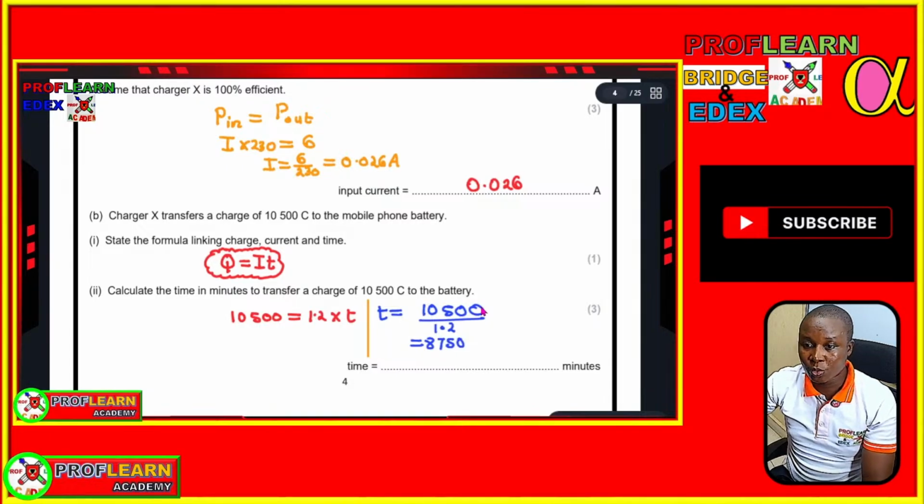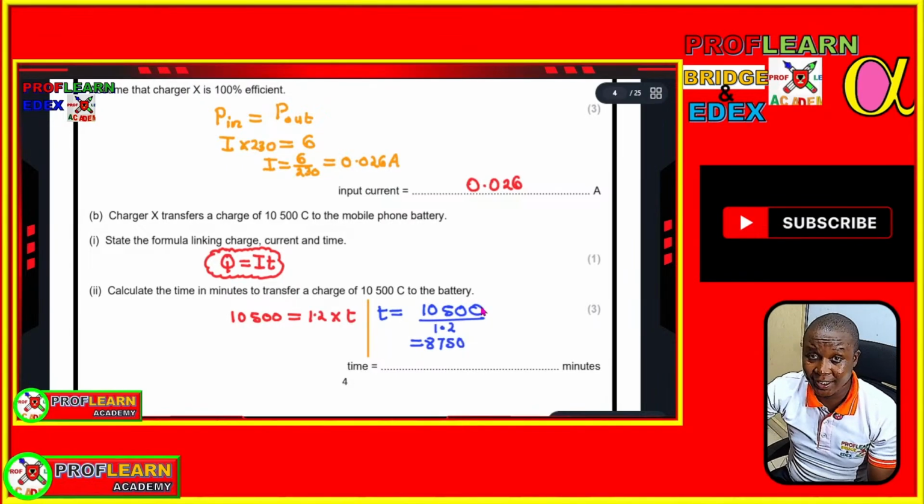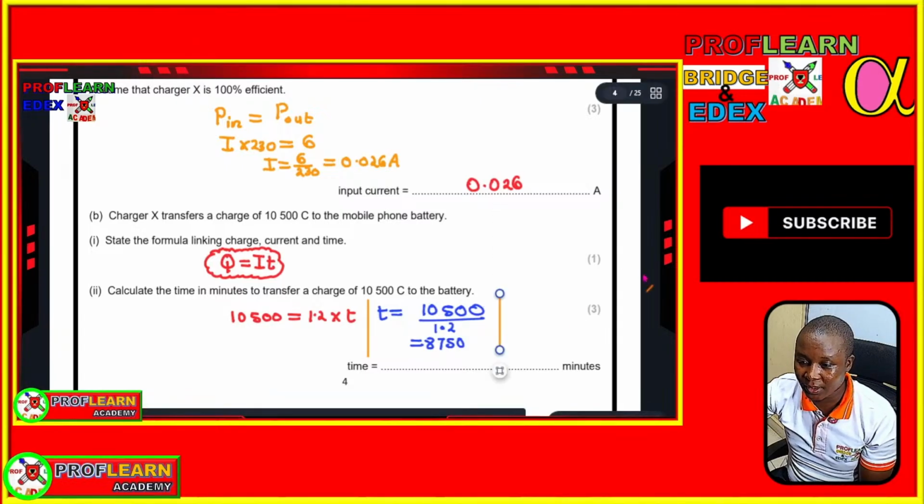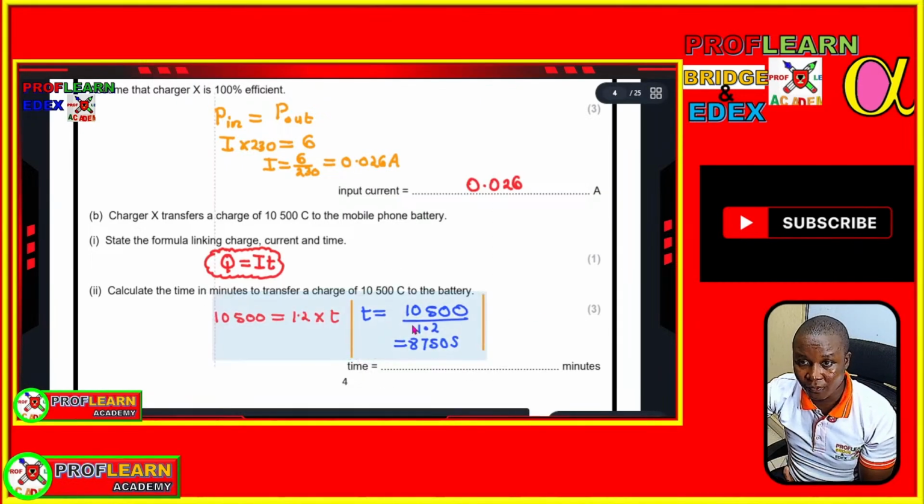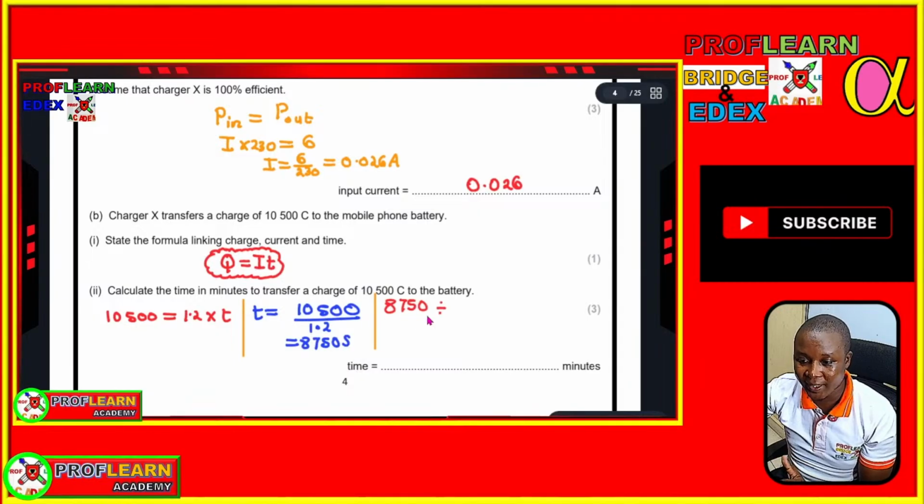But since we were asked to give our answer in minutes, we have to divide by 60 here so that we can convert to the unit that is expected. So anytime you are answering questions, you have to ensure that you are giving your final answers in the unit that is required.